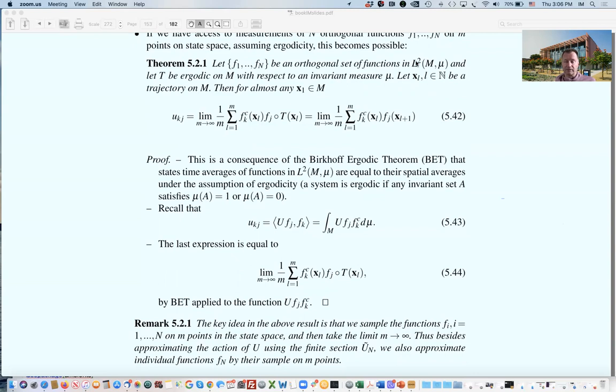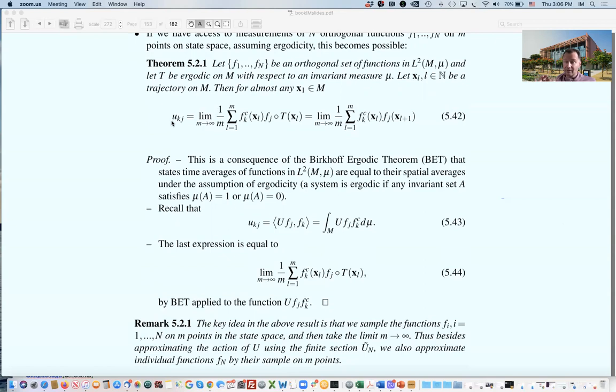It's actually a space of classes of functions, because functions can differ on sets of measure 0 and still be in the same class. But still, we were able to evaluate this coefficient from almost any single trajectory. We need just one trajectory to evaluate the coefficients here.